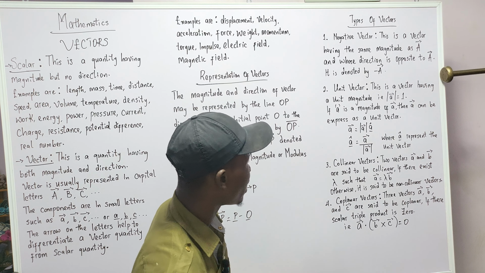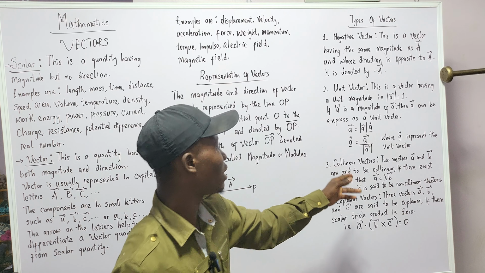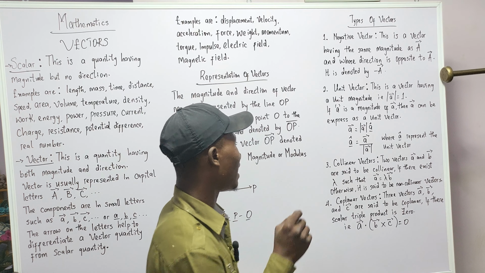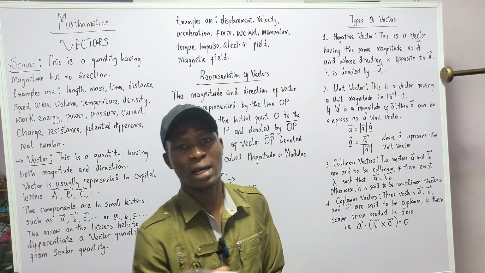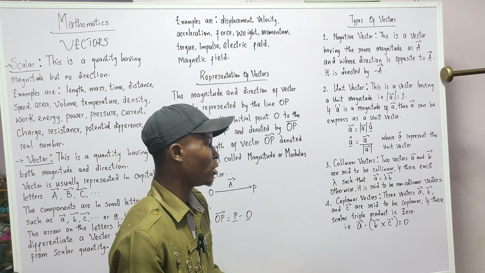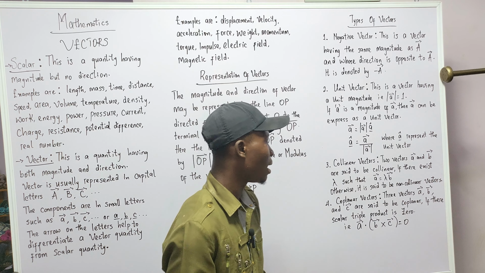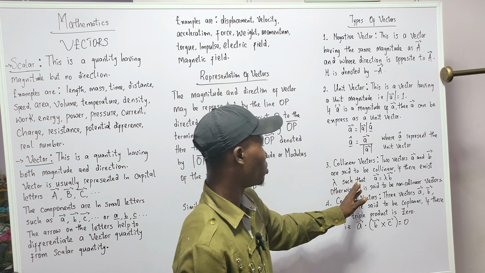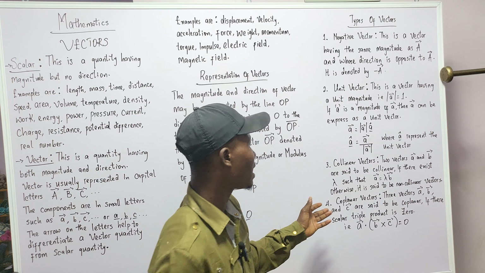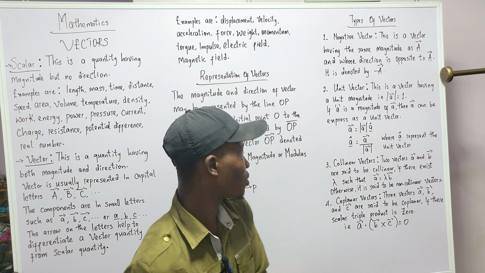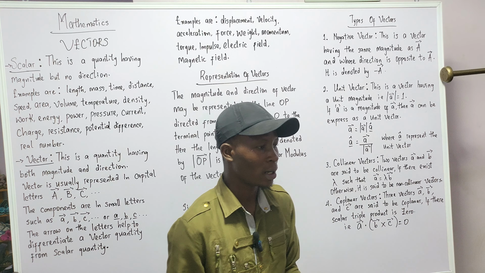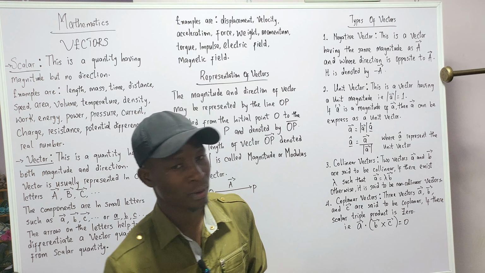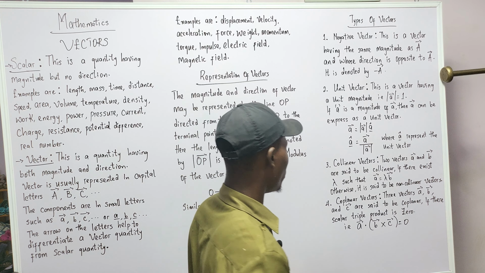The third one, we have collinear vectors. Two vectors A and B are said to be collinear if there exists a lambda such that vector A is equal to lambda multiplied by vector B. So this is what we mean by collinear vectors. Otherwise, they are said to be non-collinear vectors.